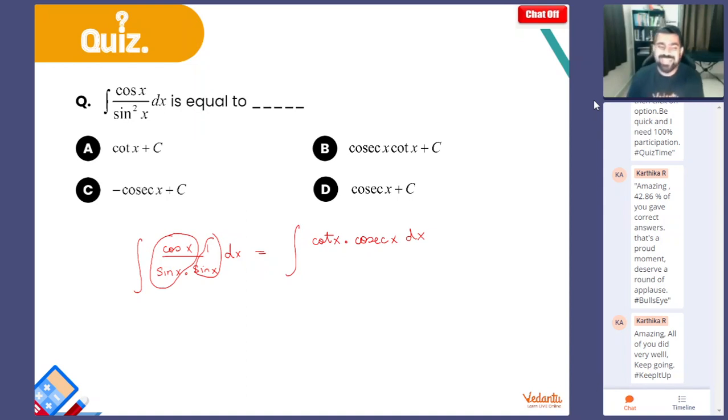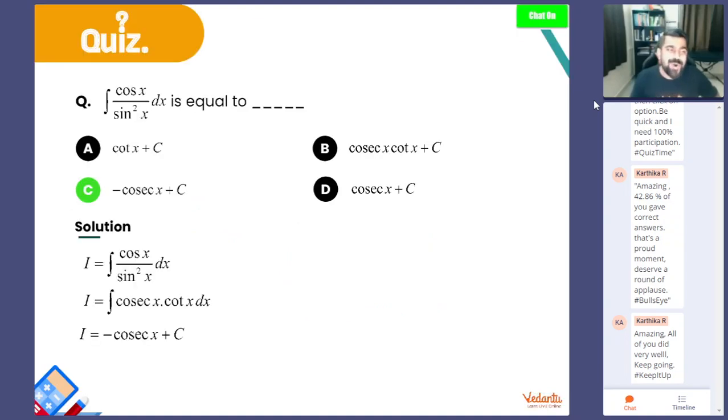So this I have given as a formula. Go and check it out. What is integral cot x cosecant x? It is going to be minus cosecant x plus c. Okay. So that is why the answer is option C. I hope all of you are now clear with it.